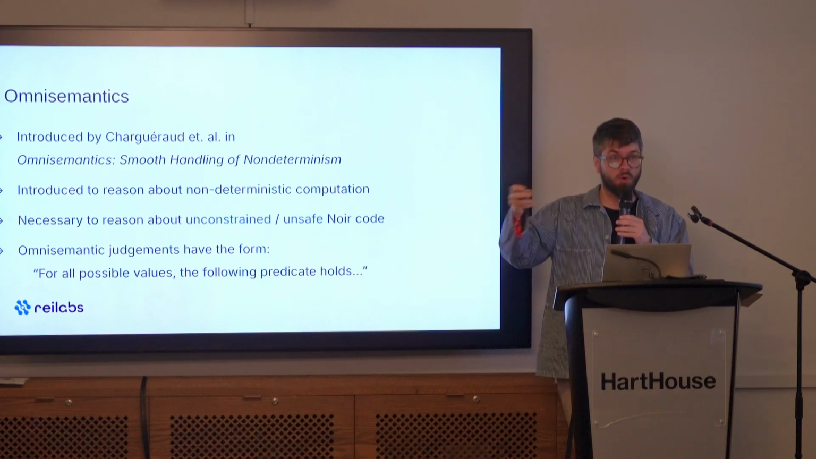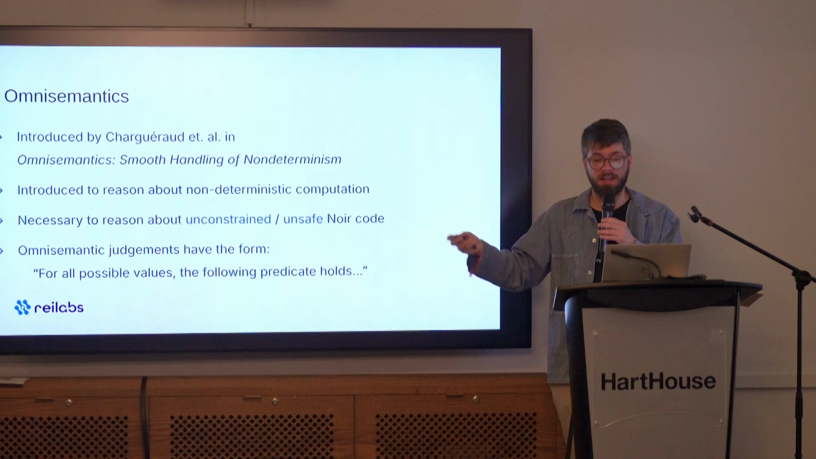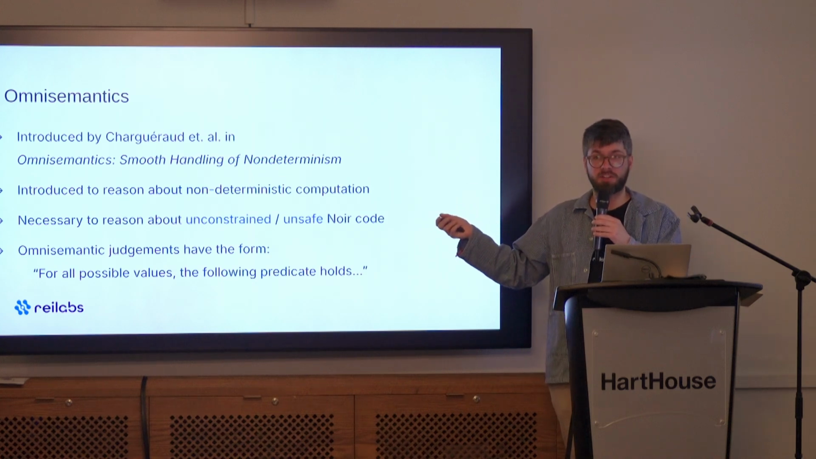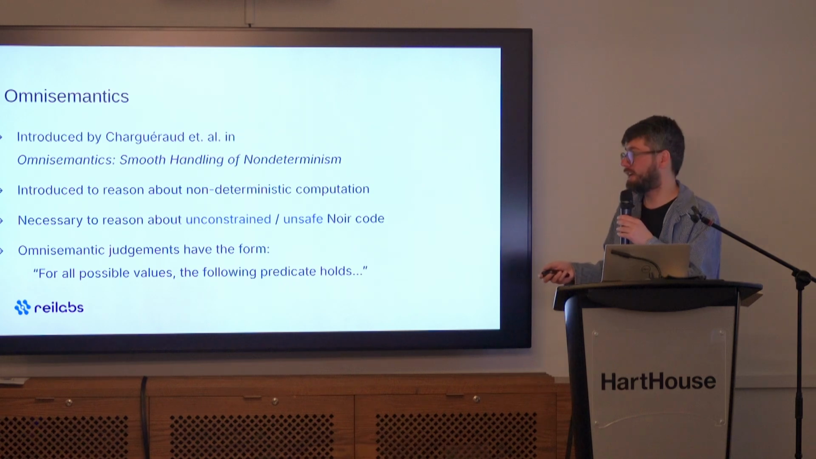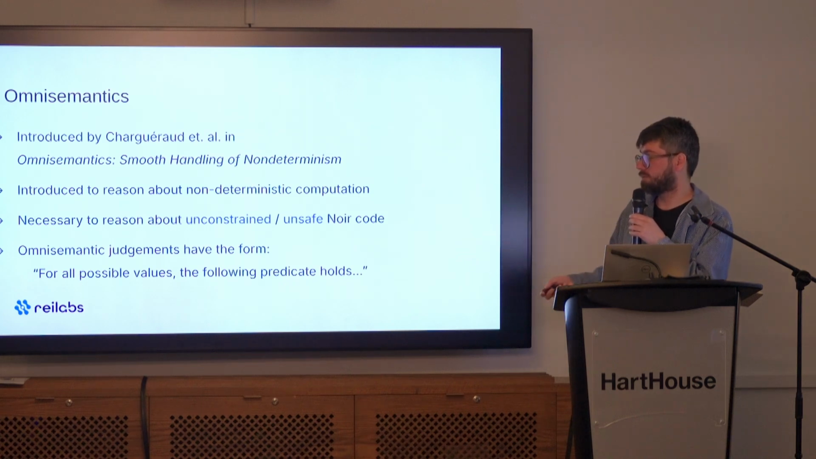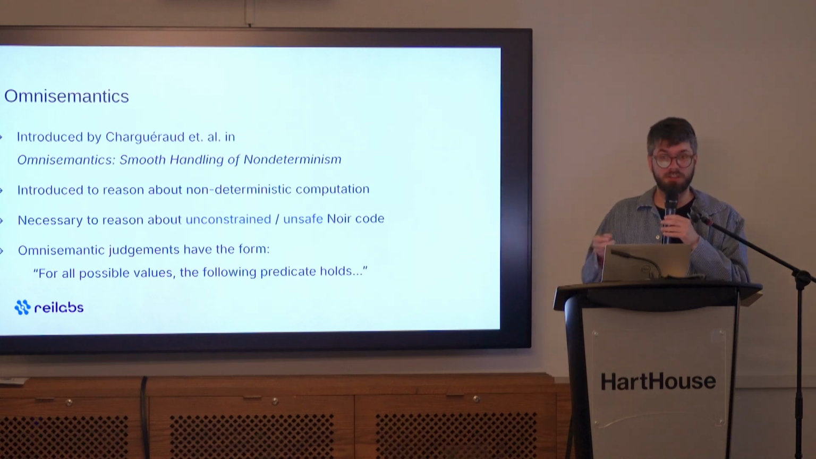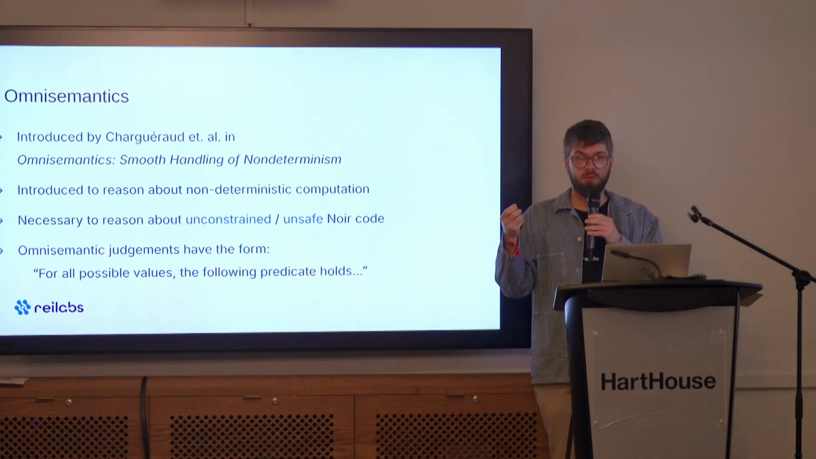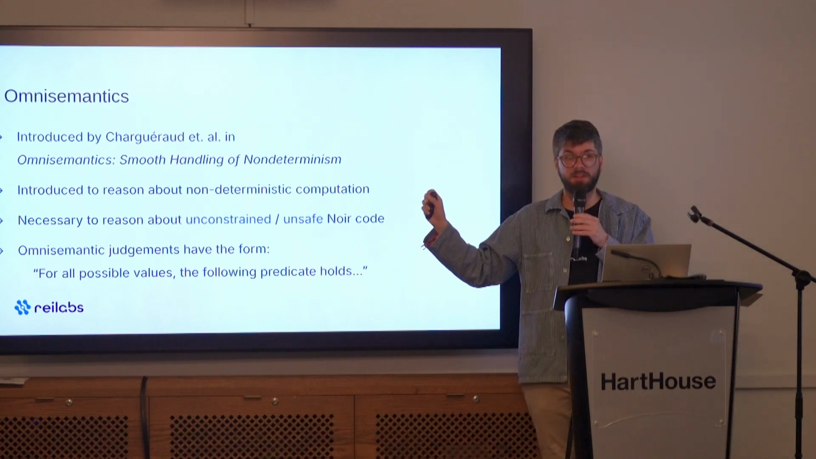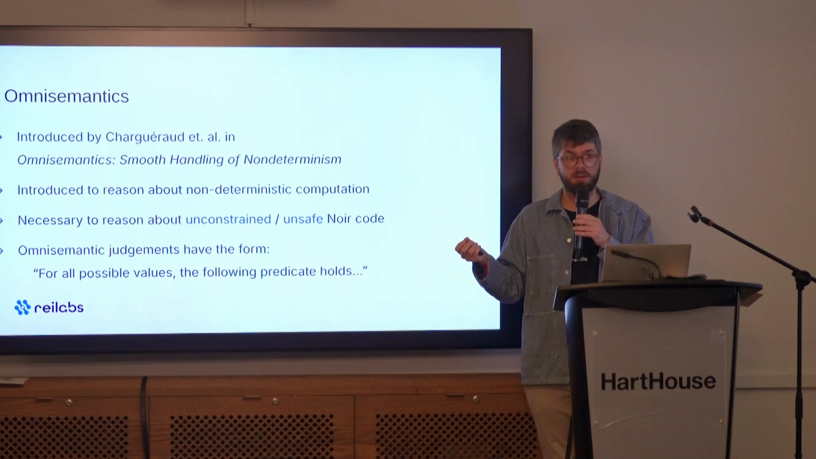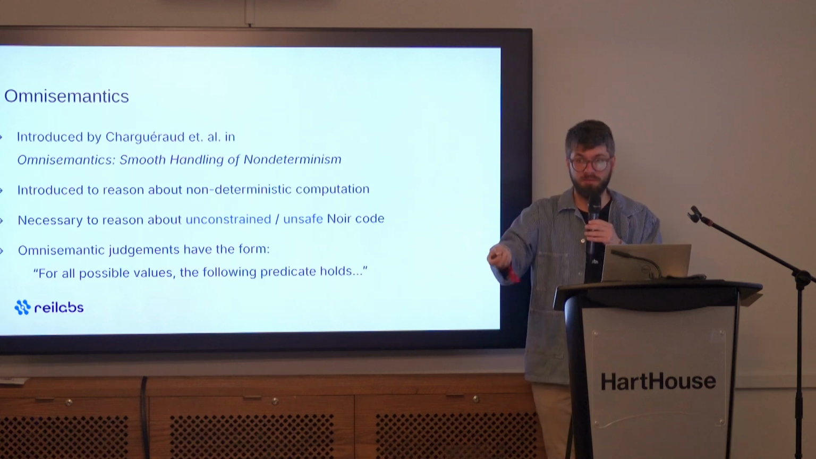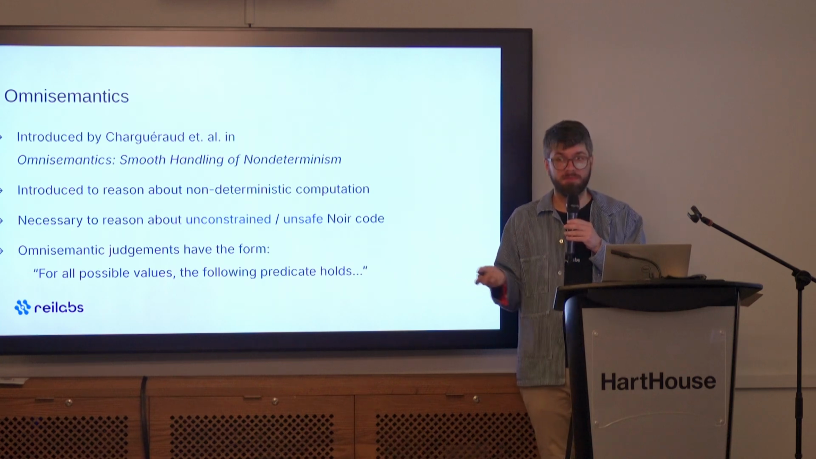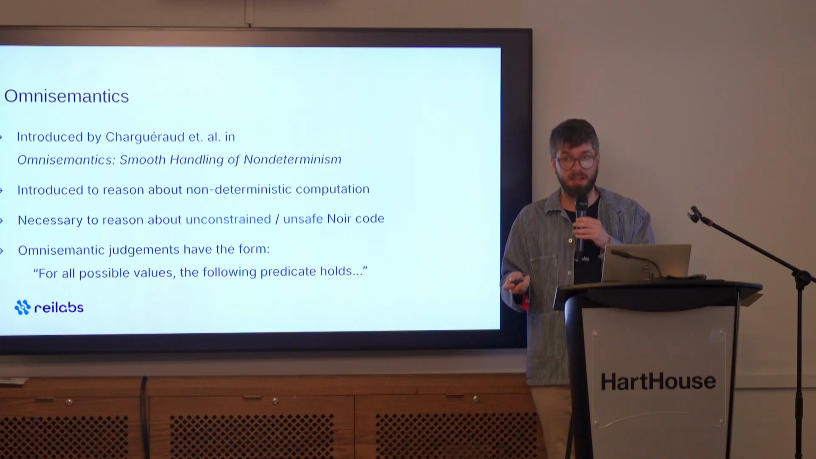In addition to these Hoare triples and these separation logic type ideas from earlier, these omnisemantic judgments are introduced, and what they essentially imply are statements of the following form. For all possible values, the following predicates hold. So if we introduce an unconstrained hint, we have no control over what that value is. And so the best that we could hope for in our proofs is that no matter what value you fill into this hole, this following predicate holds. And this is the idea of omnisemantics, and this is how we've implemented the semantics of Noir.